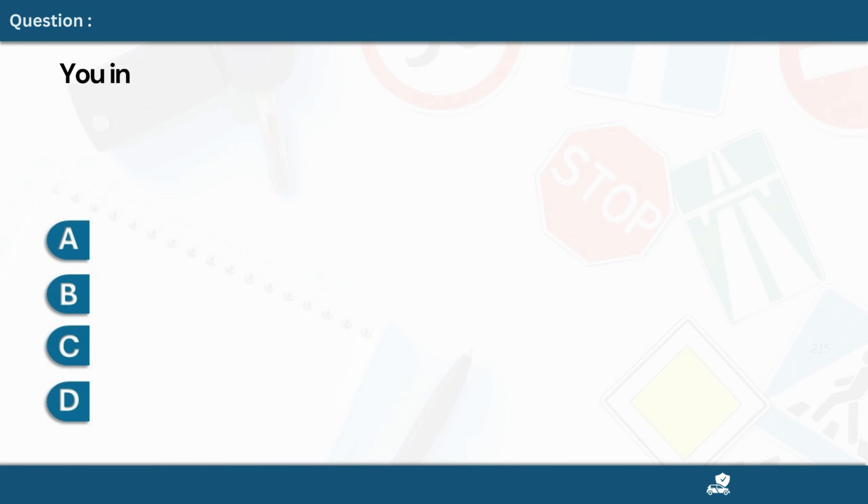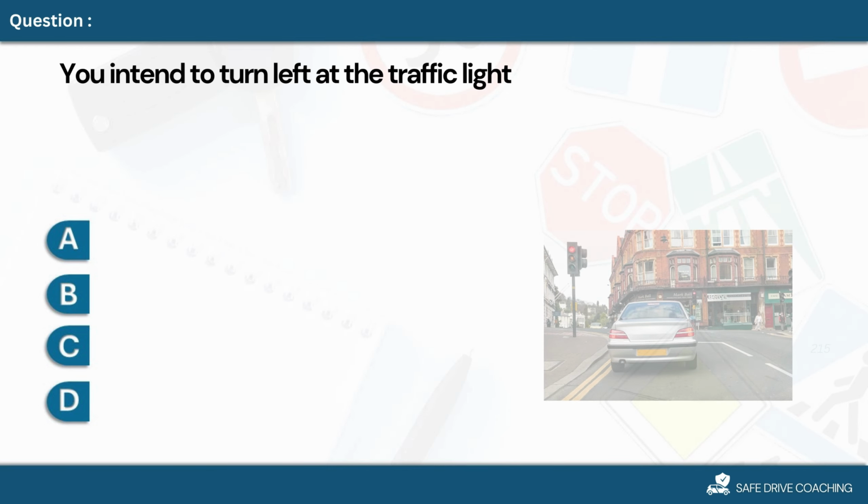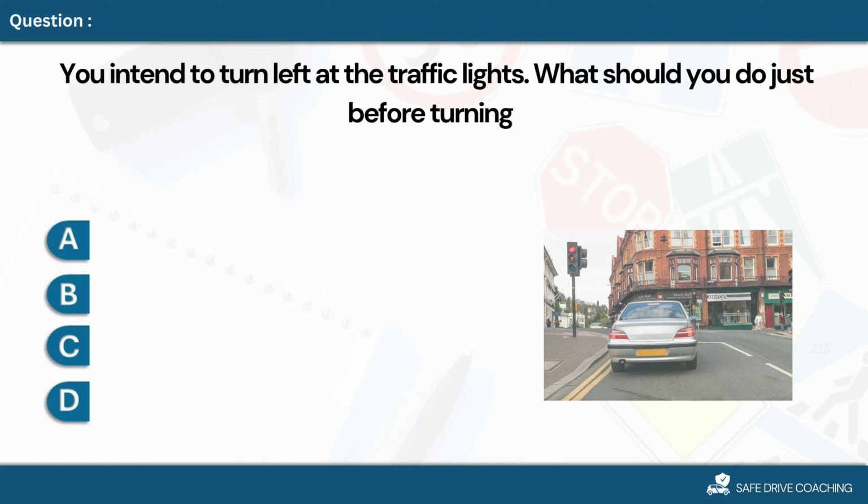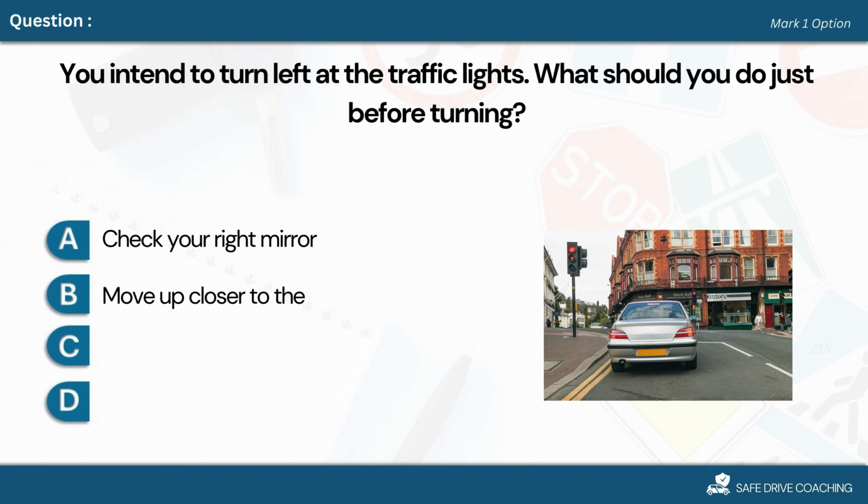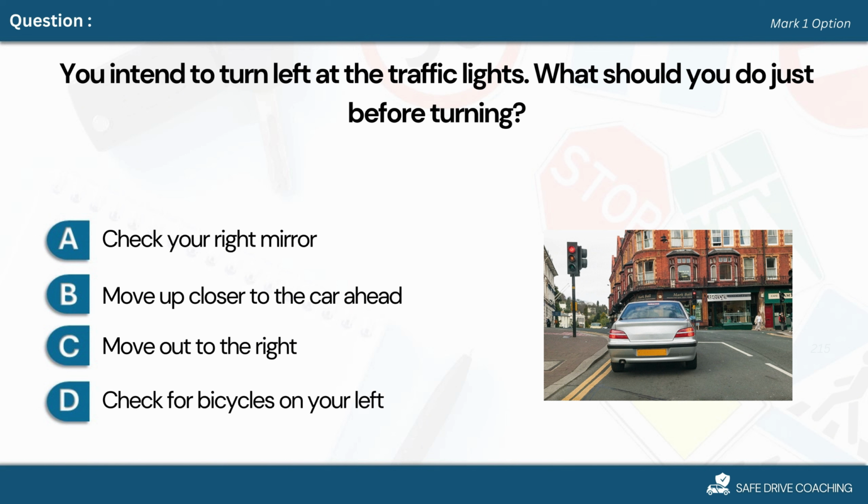You intend to turn left at the traffic lights. What should you do just before turning? A. Check your right mirror. B. Move up closer to the car ahead. C. Move out to the right. D. Check for bicycles on your left.